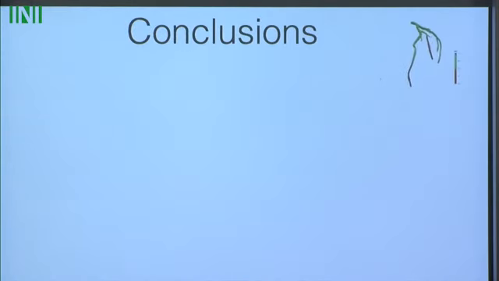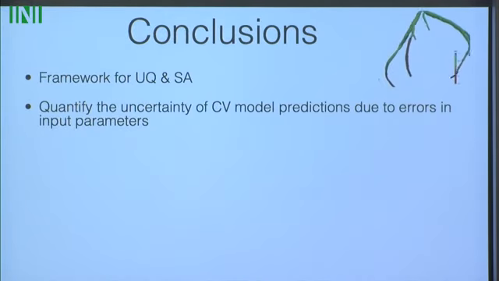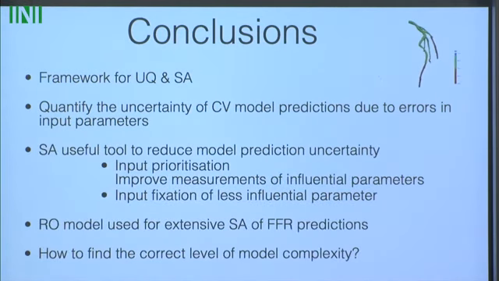Right. So, conclusions: we have a framework for UCAN-SA, a framework to quantify uncertainty of cardiovascular model predictions due to error in input parameters. It's a useful tool to do input prioritization, which leads you to where you should improve measurements of influential parameters, and if parameters are less influential, you can also fix those parameters.